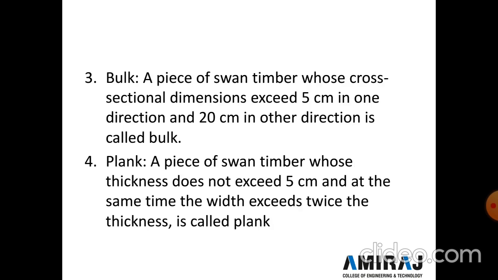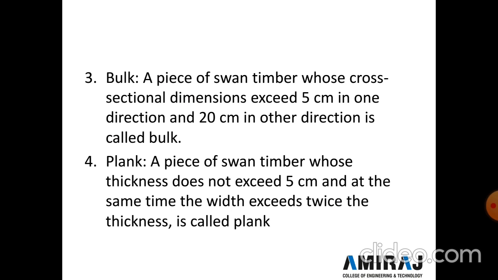Third one is a baulk. A piece of sawn timber whose cross-sectional dimension exceeds 5 cm in one direction and 20 cm in the other direction is called a baulk. And the fourth one is a plank. A piece of sawn timber whose thickness does not exceed 5 cm and at the same time whose width exceeds twice the thickness is called a plank.